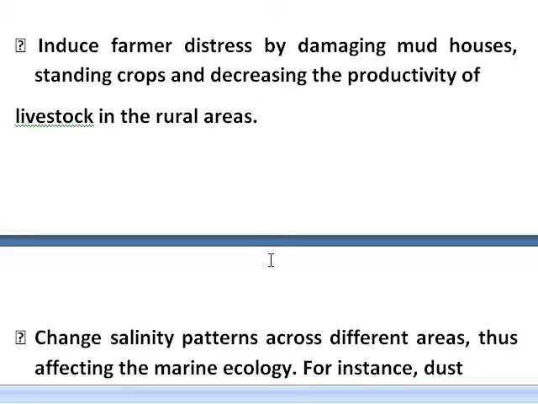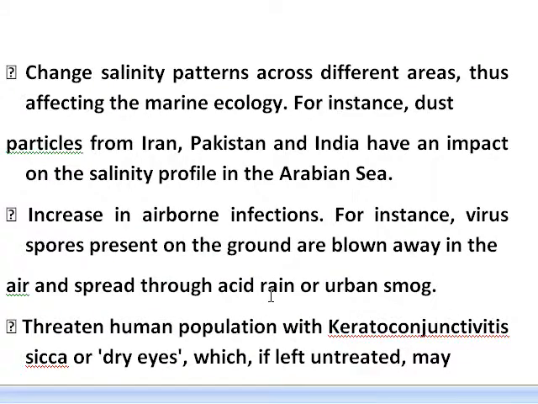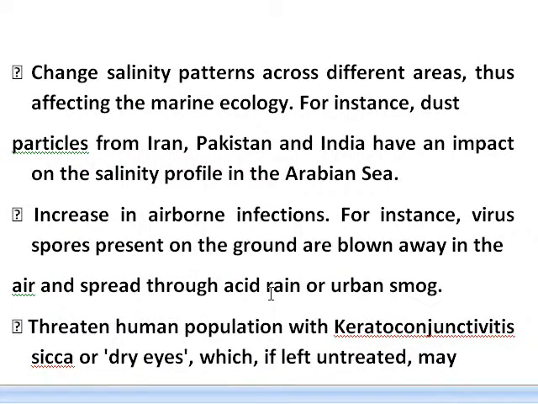They induce farmer distress by damaging mud houses and standing crops, and by decreasing the productivity of livestock in rural areas. They change stability and salinity patterns across different areas, thus affecting the marine ecology. For instance, dust particles from Iran, Pakistan, and India have an impact on the salinity profile in the Arabian Sea, increasing airborne infections.